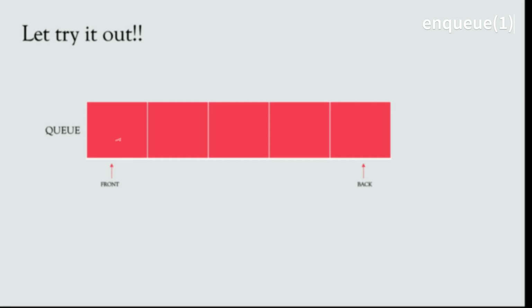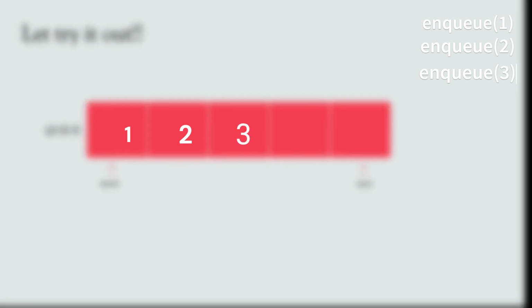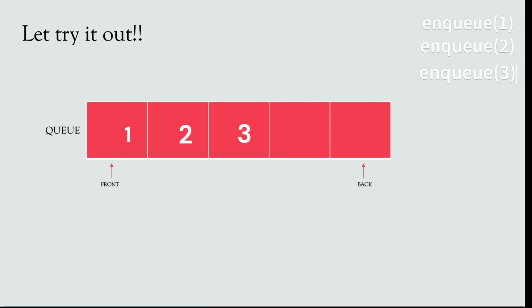So starting it off, we have enqueue 1, and then we go to enqueue 2, and then we have enqueue 3. And then we want a dequeue, so the 2 would take the 1 spot, and then the 3 would take the 2 spot.